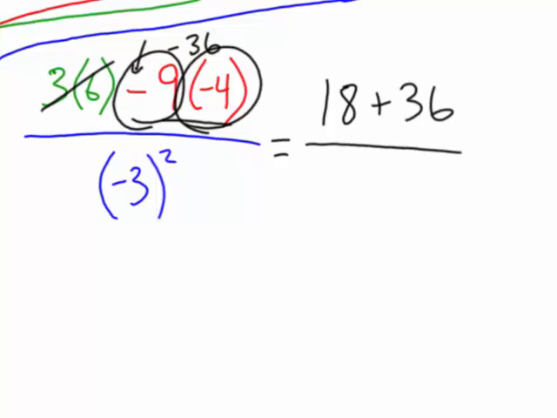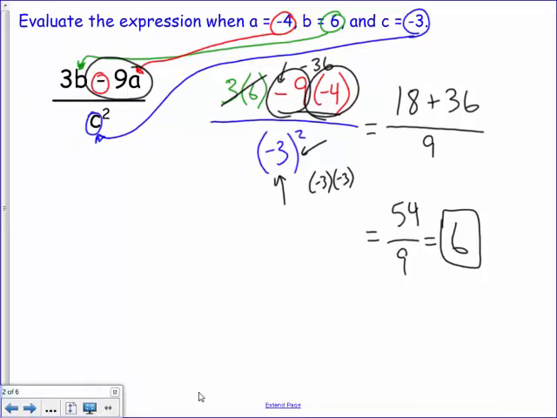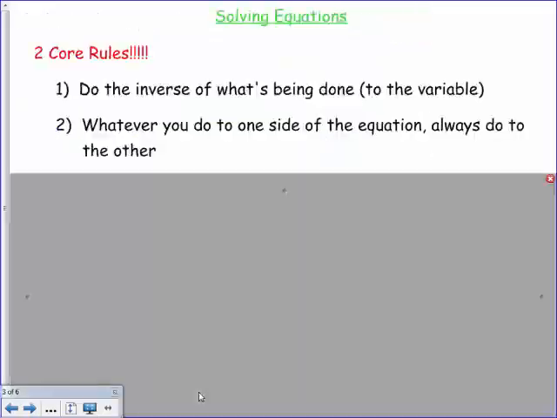And then we put that all over, well, -3 squared. So remember, that's really -3 times -3. So if you type it in your calculator, make sure you use parentheses. So that should be a positive 9. All right, and so 18 plus 36, that gives me 54. And then we divide by 9 to give us 6 for a final answer. So just be very careful as you plug in for your variables.